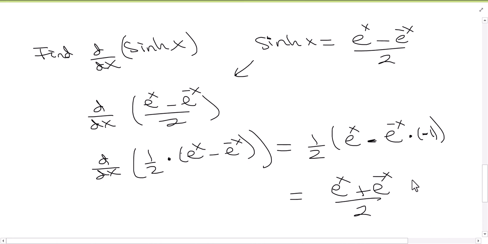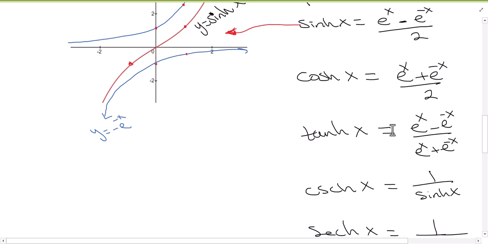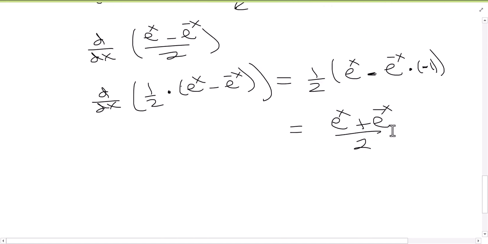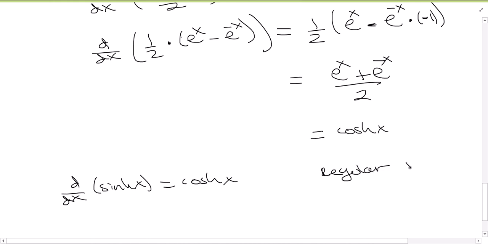Which, do we recognize that? That is hyperbolic cosine. So that means that the derivative of sinh x is cosh x, right? And remember, with standard trig, I know that the derivative of sine is cosine. So that still remains.